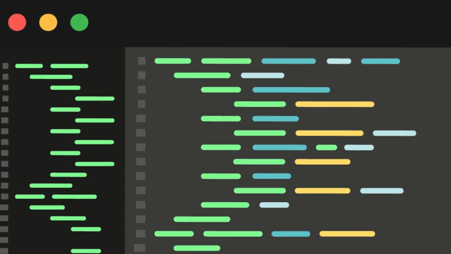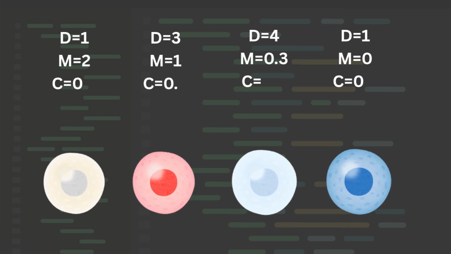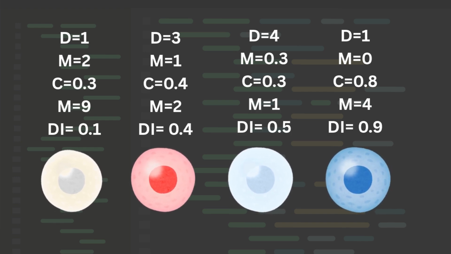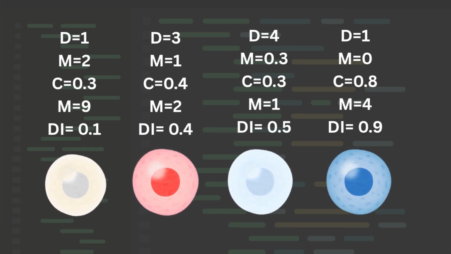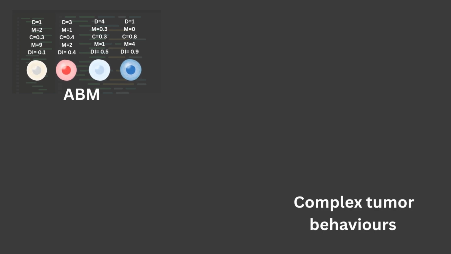Scientists use computation to give each cell its own identity. Each virtual cell follows simple rules: divide, move, consume nutrition, mutate, and die. This is known as an agent-based model. This is one of the most interesting types of simulations. ABM are widely used to study how complex tumor behaviors emerge from many interacting cells.